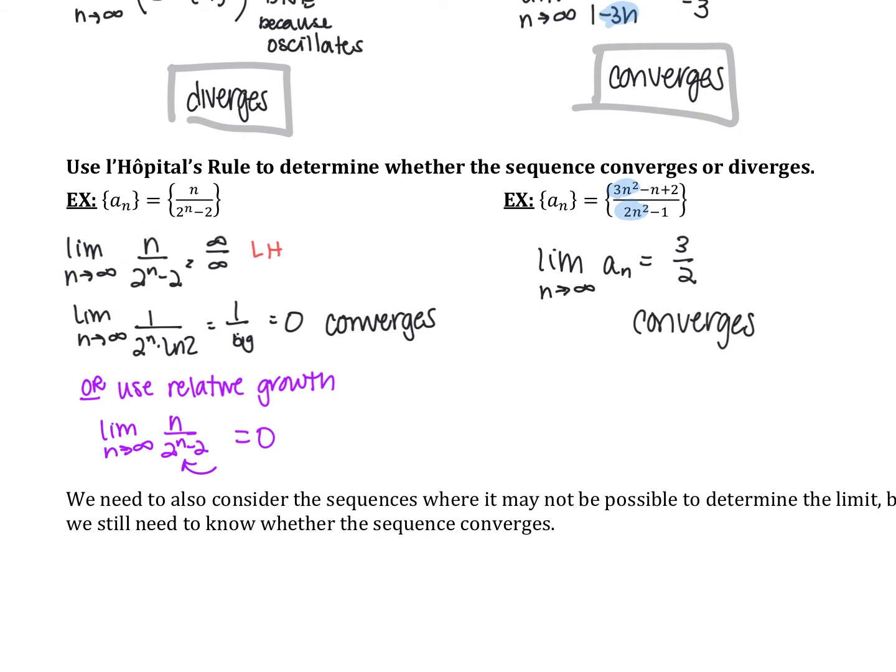So there are lots of techniques to determine whether a series converges or diverges. Now, we also have to consider sequences where it may not be possible to determine the limit, but we still need to know whether it converges or not. So let's look at some examples.